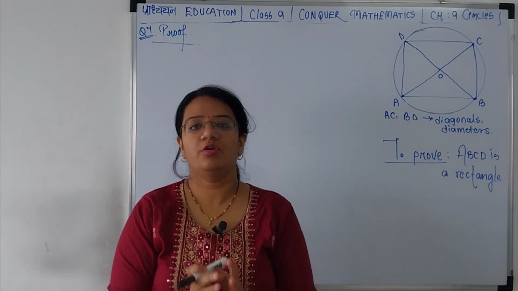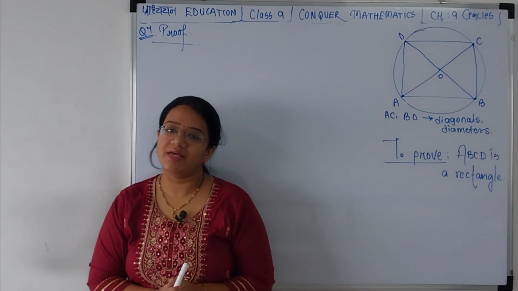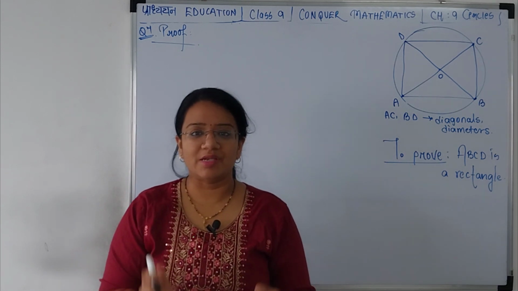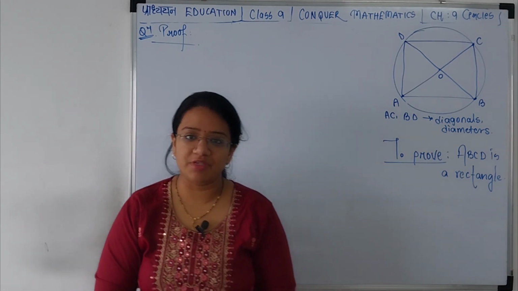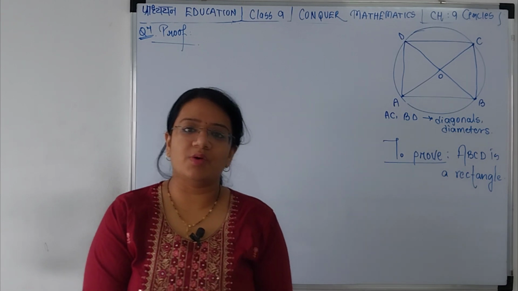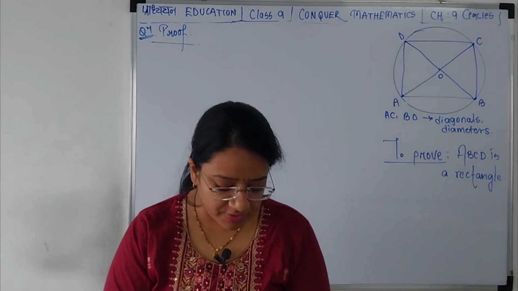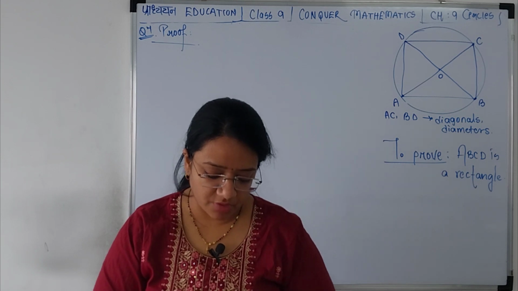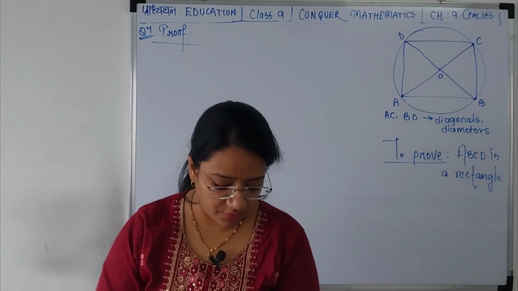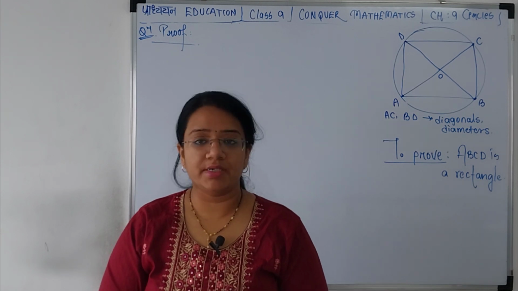Exercise 9.3 of chapter number 9, Circles, of the class 9 mathematics curriculum. So let's begin with reading question number 7. Let's understand the question by reading it first. The question says, if diagonals of a cyclic quadrilateral are diameters of the circle through the vertices of the quadrilateral, prove that it is a rectangle.